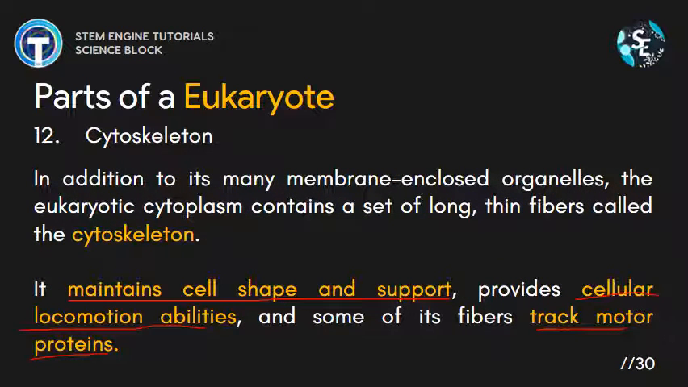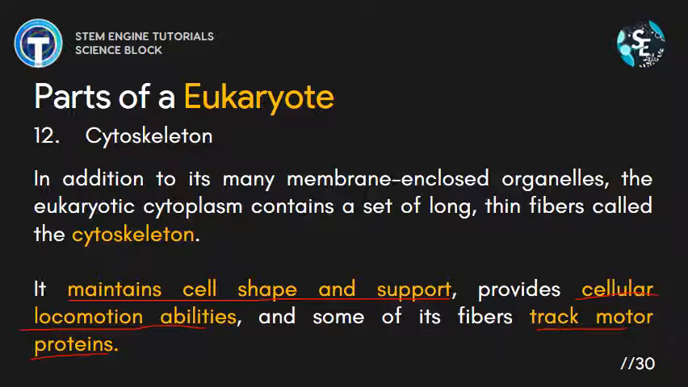Next, we have the cytoskeleton. So, cytoskeleton naman, ito naman yung exterior part of the cell na, and it is also the protective layer of the eukaryotic cell. So, in addition to the many membrane-enclosed organelles like the mitochondria, the endoplasmic reticulum, and peroxisomes and lysosomes, the eukaryotic cytoplasm also contains a set of long thin fibers called the cytoskeleton. So ito na yung bumabalot ngayon sa kabuuan ng isang eukaryotic cell.